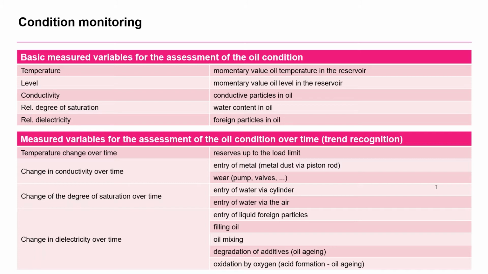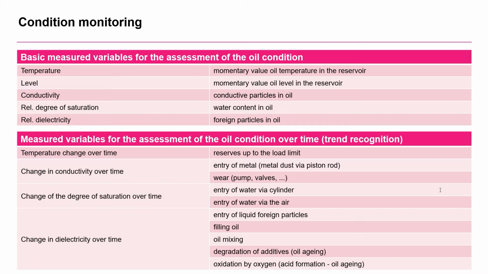The change in conductivity over time is the entry of metal dust by a piston rod, for example, the wear of the pumps and valves. The change of the degree of saturation over time is then the water via the cylinder getting in and the water via air, as I said. And the change in the permittivity over time is mostly by the entry of liquid or foreign particles filling oil.